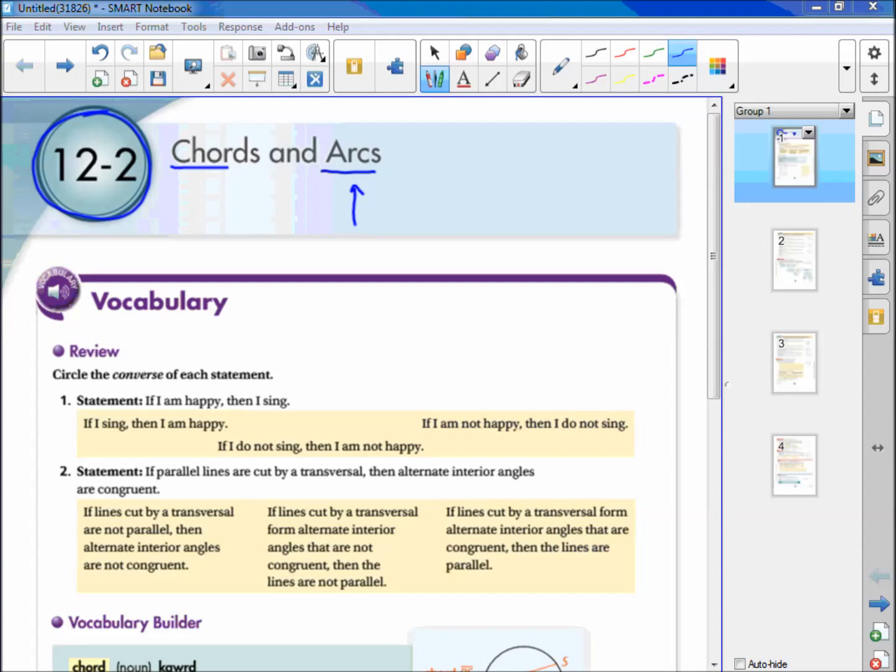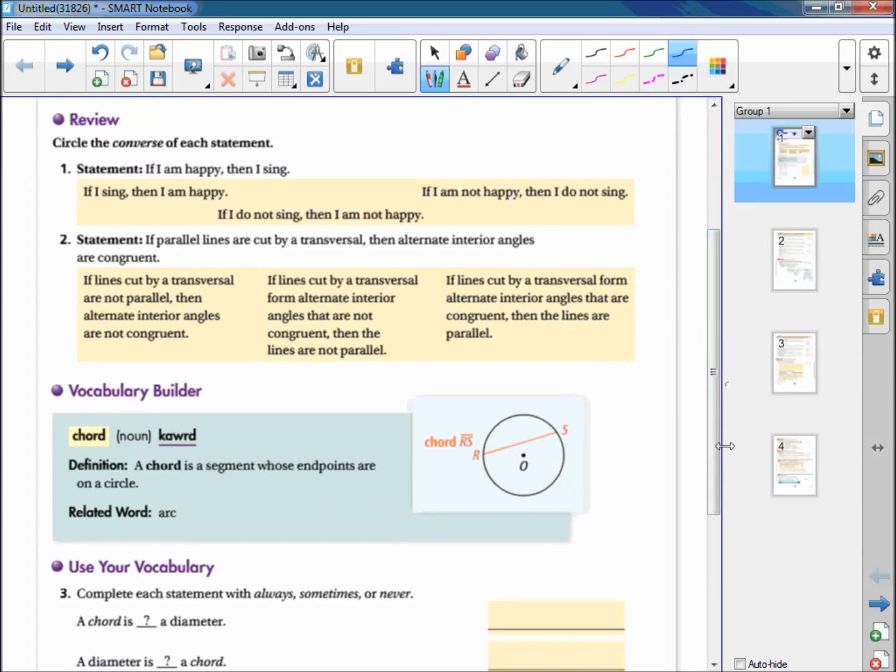All right, so complete the converse of each statement. So converse takes us back to our logic unit. Remember, if we had a hypothesis implies a conclusion, the converse would say the conclusion would also imply the hypothesis. Okay? So if I'm happy, then I sing. So to flip that around is if I sing, then I am happy. So that's the one we would circle. Okay.